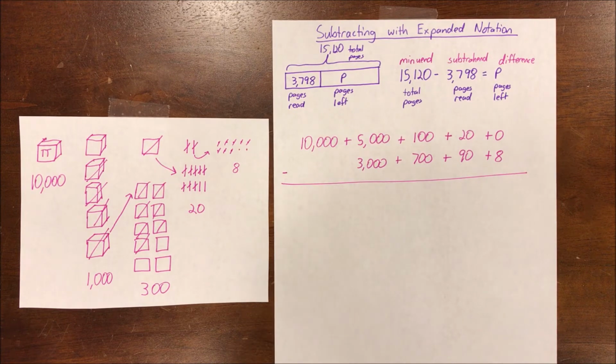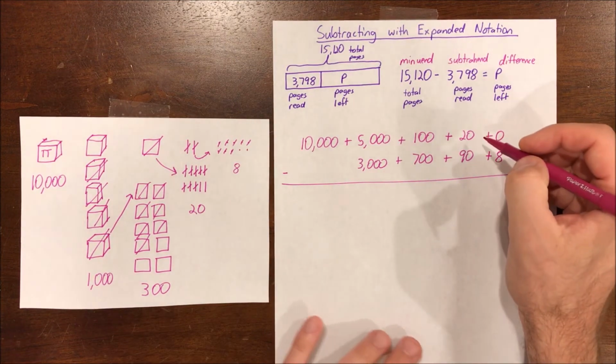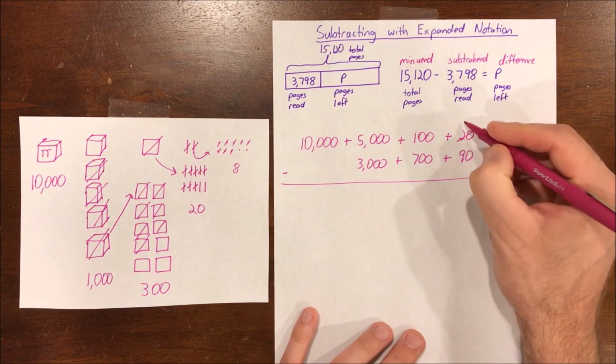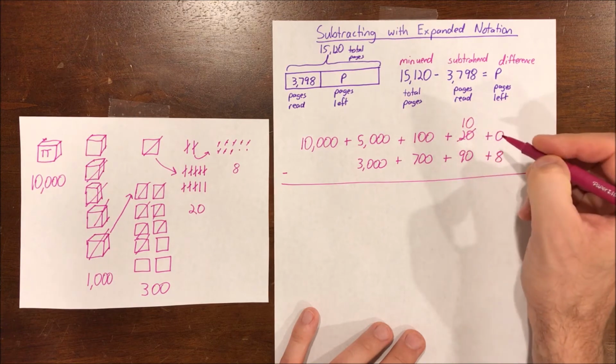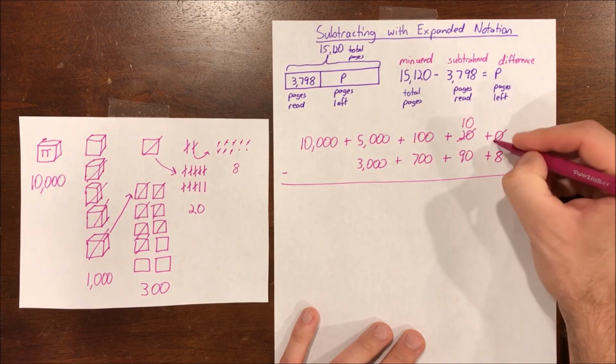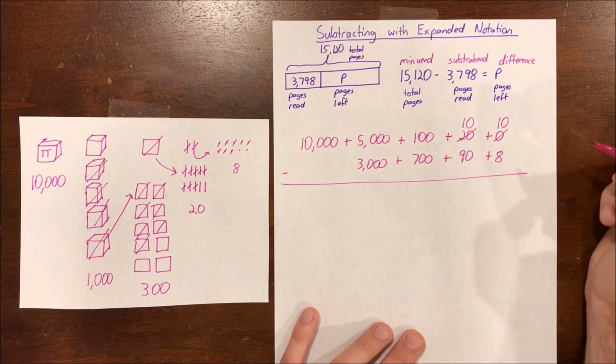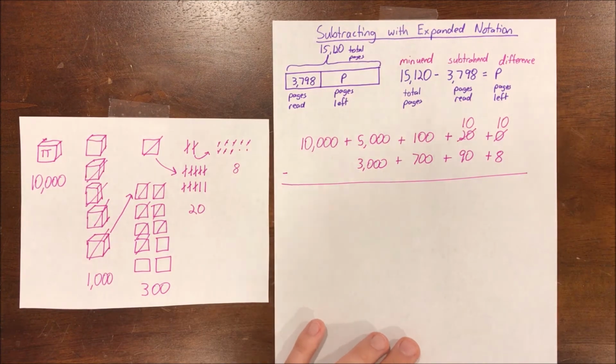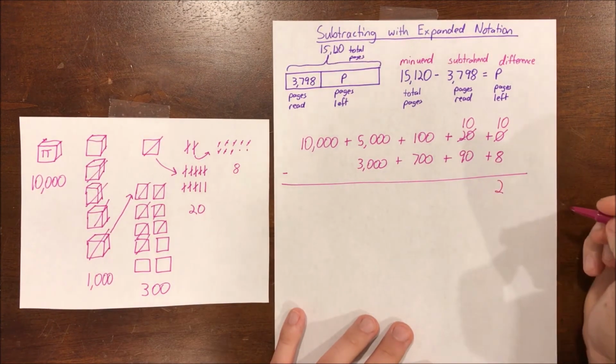So how should we regroup? Say it out loud. Yeah, we're going to regroup a 10 and make it into 10 ones. So I'm going to take away a 10 from the tens place, which leaves me with 10. I'm going to regroup it as 10 ones. Now I've got 10 ones. 10 minus 8, that's 2.